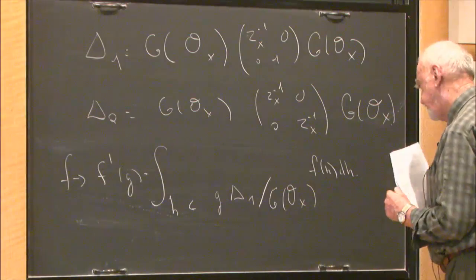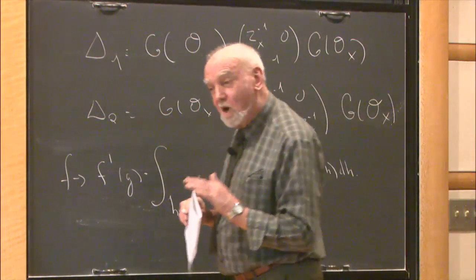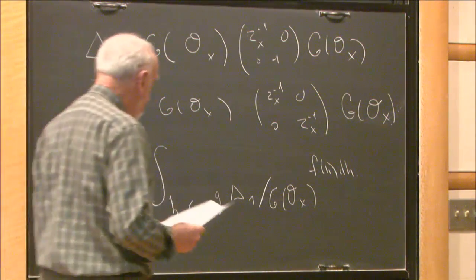And to one's surprise, this Hecke operator is given by a correspondence. But the correspondence is always one point with a finite set. So it's hard to believe. And it's troubling. You'll see that it's troubling.